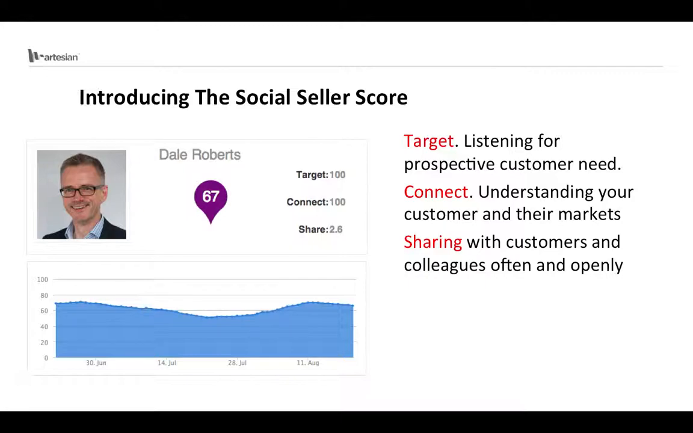2. Connect. Is the service being used to understand customers, to understand their needs, their problems, their opportunities? Is it being used to research them and their markets? 3. Share. Is the service being used to share insights directly with customers and prospective customers, or even between colleagues and co-workers?